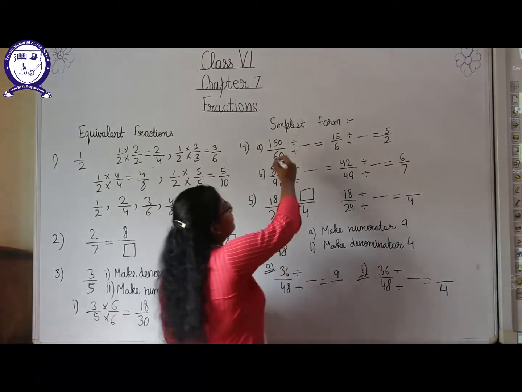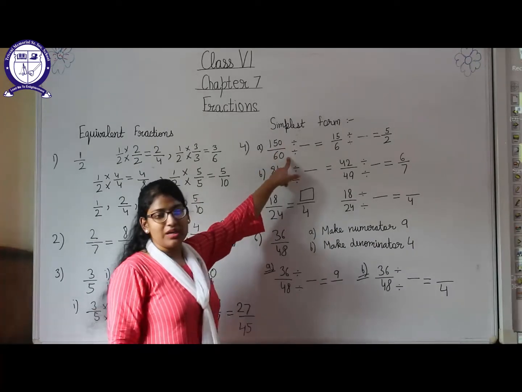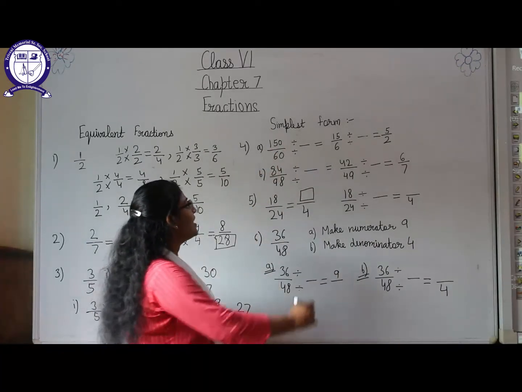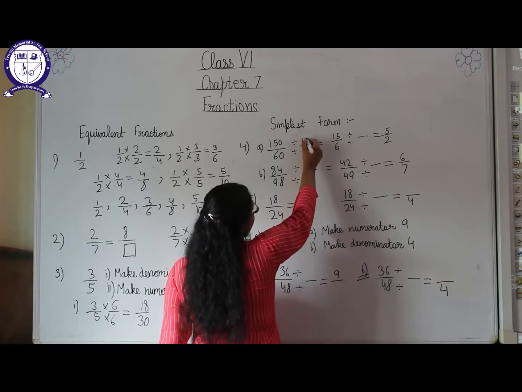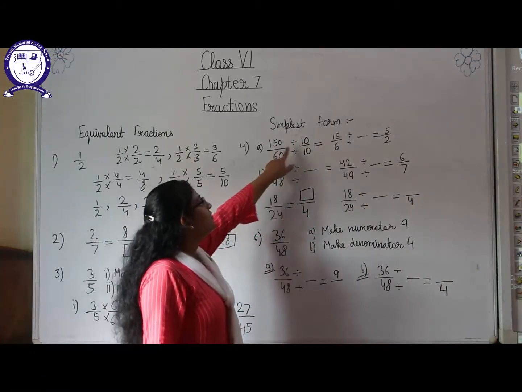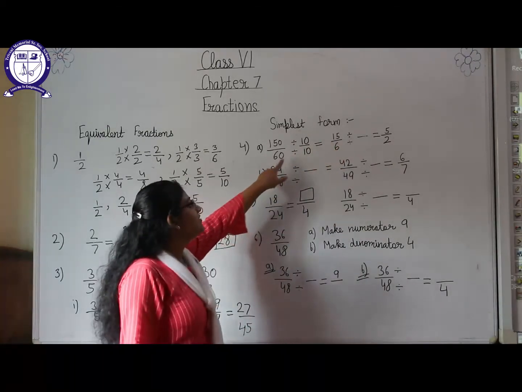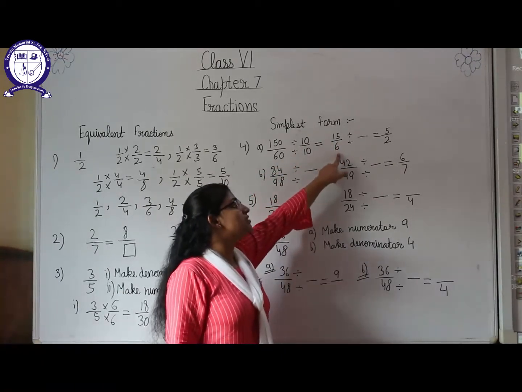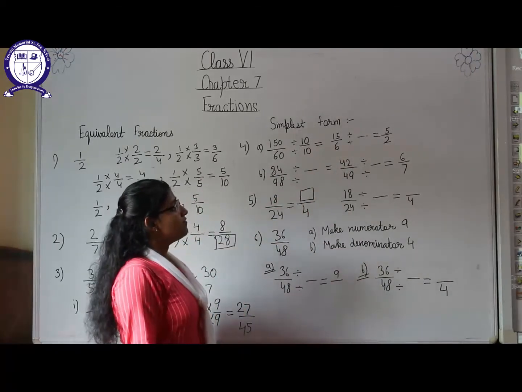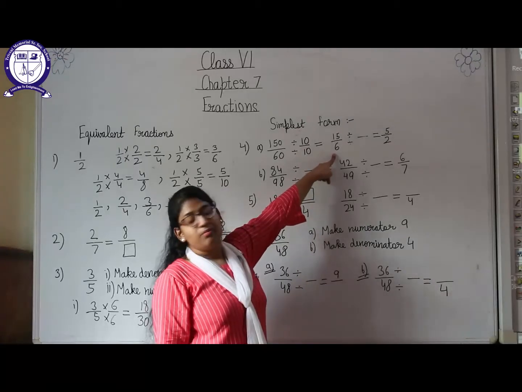So 150 and 60, as we can see that the unit place is 0 and 0 here, so we can simply divide by 10. So 150 divided by 10 and 60 divided by 10. 150 divided by 10 in the numerator is giving us 15 and 60 divided by 10 is giving us 6.